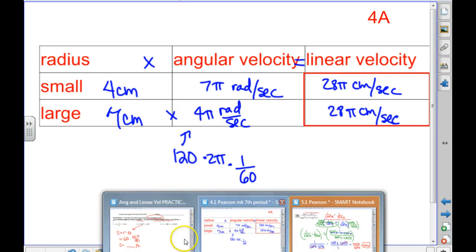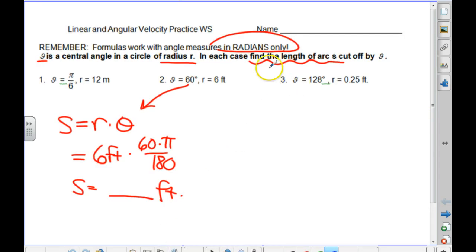One more thing before we finish up. Can you switch to the worksheet that I gave out yesterday, the angular and linear velocity worksheet?